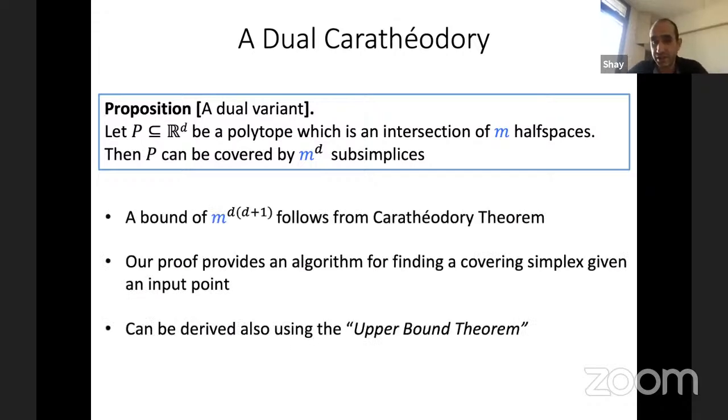And let me just mention that a corollary of the classical Carathéodory theorem gives you a bound of roughly m to the d squared, because every vertex can be encoded by d half spaces, and therefore if you have m half spaces, then you have at most m to the d vertices, and you get this bound by applying the previous theorem. But if you want to improve upon this quadratic factor in the exponent, then a more complex argument is needed. And our proof is also constructive. I don't think we'll have time to cover it.